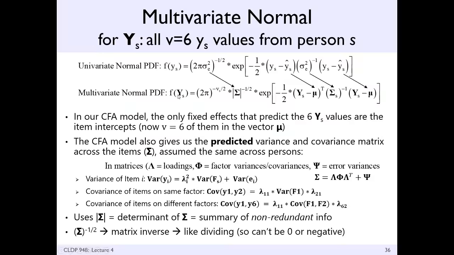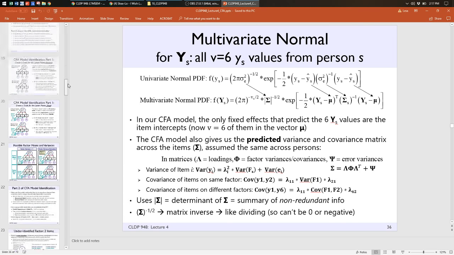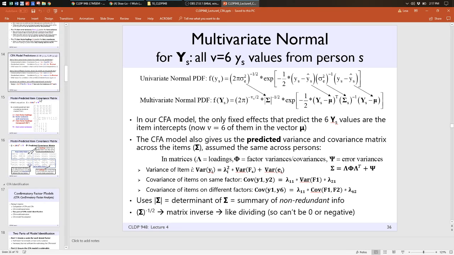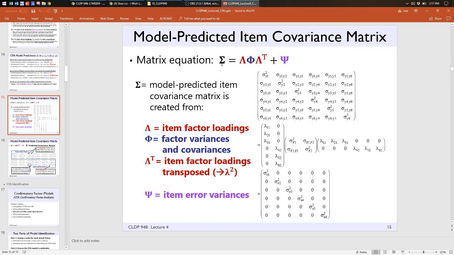I don't expect you to remember this off the top of your head, but I will show this to you because we did talk about it at one point. Sigma is the predicted variance covariance matrix across your items. To get to this, you need to know your loadings, your factor variances, and your factor covariance, as well as your error variances per item. So sigma is what the data are supposed to look like if your model is right. It's the predicted matrix.